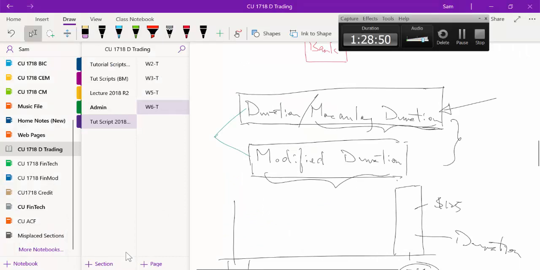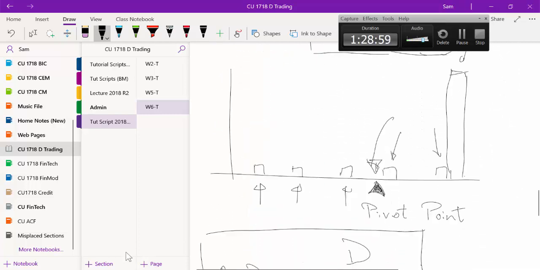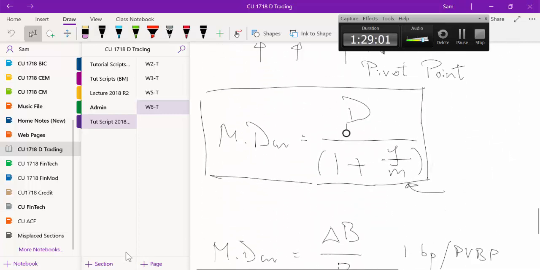Okay, so simple duration just tells you when you think your money is coming back. Modified duration is measuring the price sensitivity. You can immediately see that the two are very closely connected. Yes, they are, but they are different. Okay, if this goes up, this goes up. Of course it does, but they are different. That's my point.